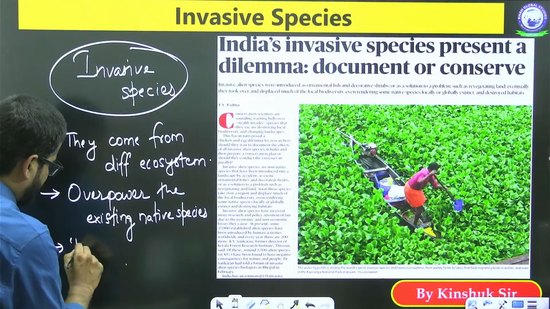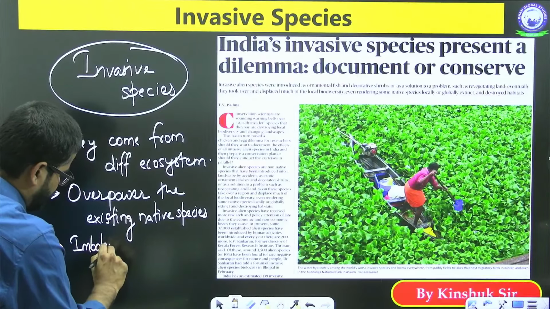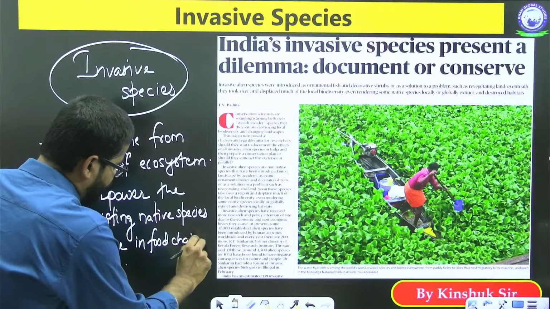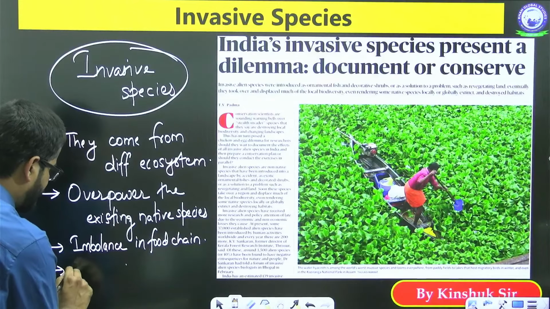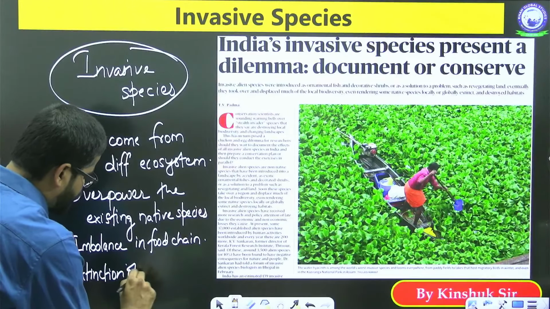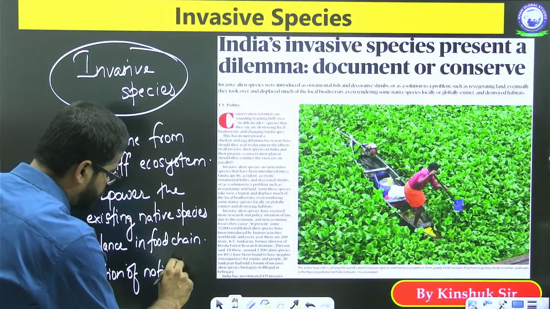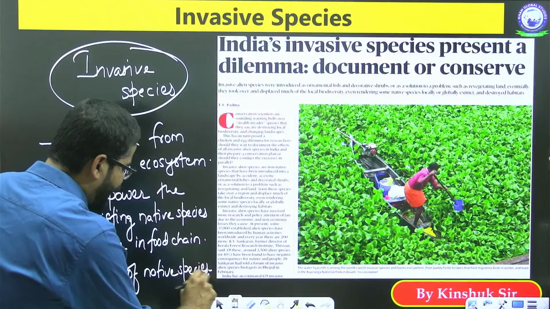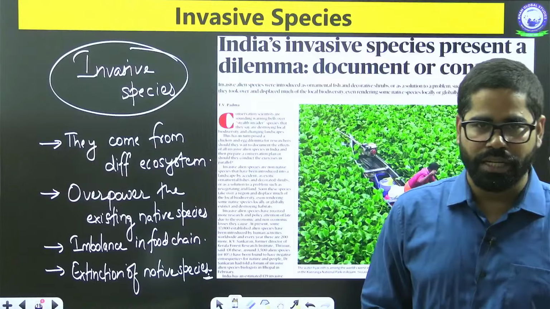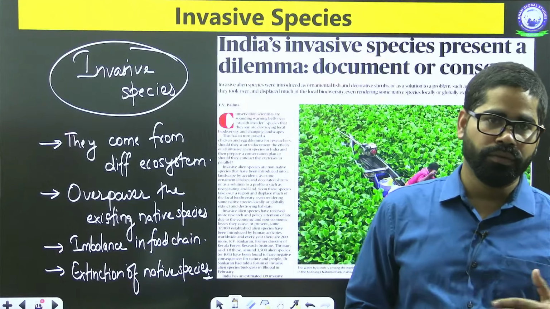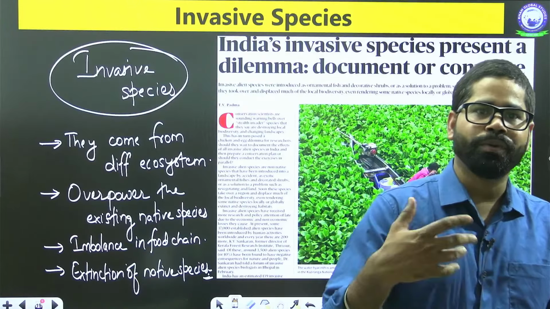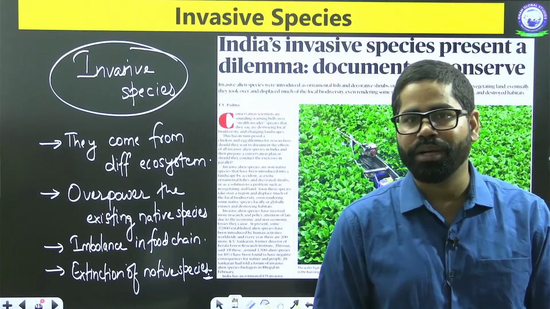They can also cause an imbalance in the food chain. They can also lead to extinction of native species. So they are coming from a different ecosystem. Then they overpower. Why? Because they have no predator. There is no one who is going to consume them. There is no one who is going to eat them.